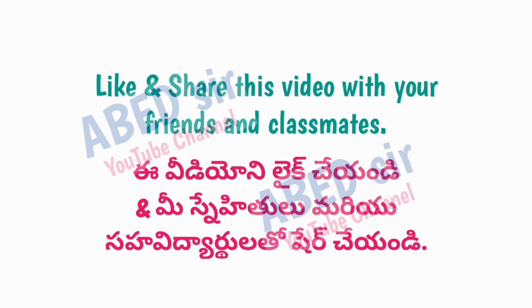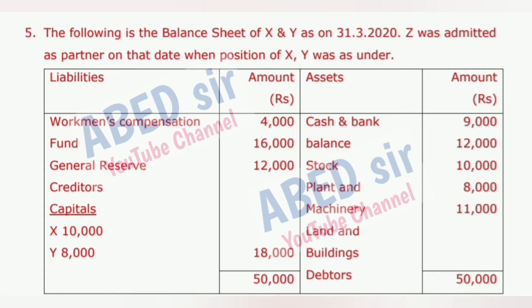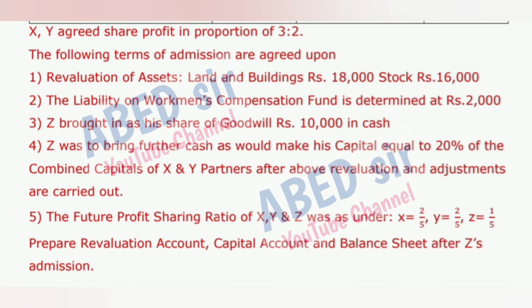Next important problem is 5. The following is the balance sheet of X and Y as on 31st March 2020. Z was admitted as partner on that date when position of X, Y was as under. X, Y agreed to share profit in proportion of 3:2. The following terms of admission are agreed upon.